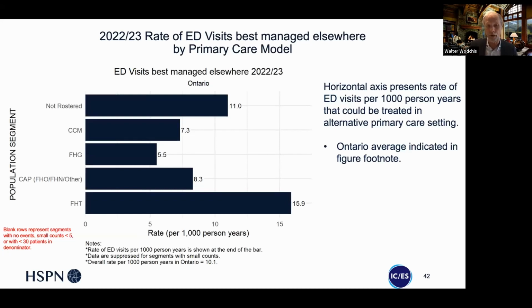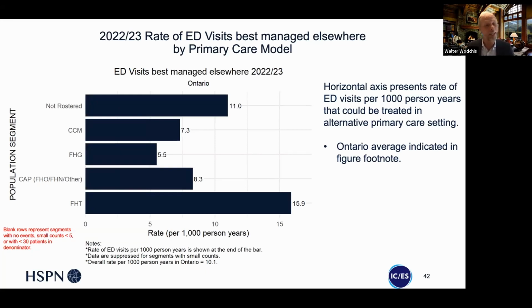This is for all of Ontario. You'll have your own. The overall Ontario average here is 10.1% of ED visits are ones that could be best managed elsewhere. You see here that that is actually about at that point for the people who are not rostered. Family health groups, so it's loosely affiliated physicians on some capitation with some after-hours care. That actually is the lowest rate of ED visits best managed elsewhere among that group.